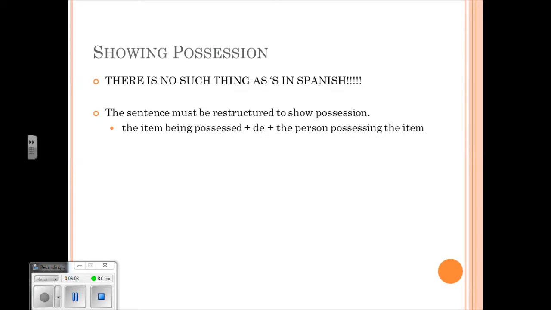Okay, showing possession. There is no such thing as an apostrophe S in Spanish. I see people writing things all the time like Marco's libro. That is not correct. We have to stop writing that. That structure doesn't even exist in the Spanish language. The sentence or statement has to be restructured to show possession, and here's the formula: the item being possessed plus de plus the person possessing the item.